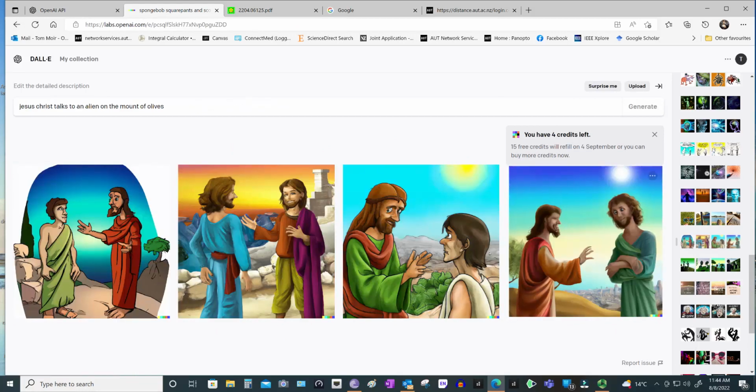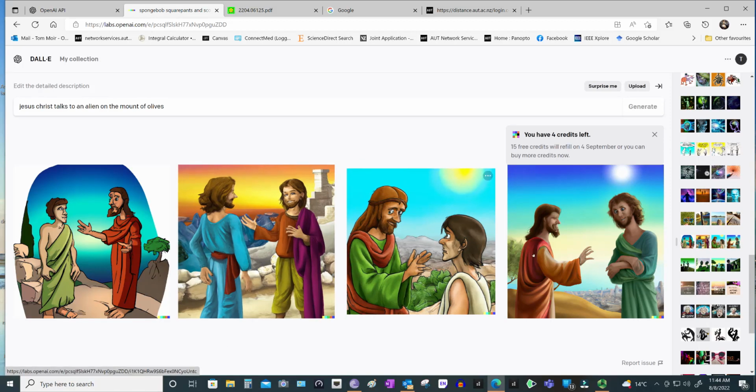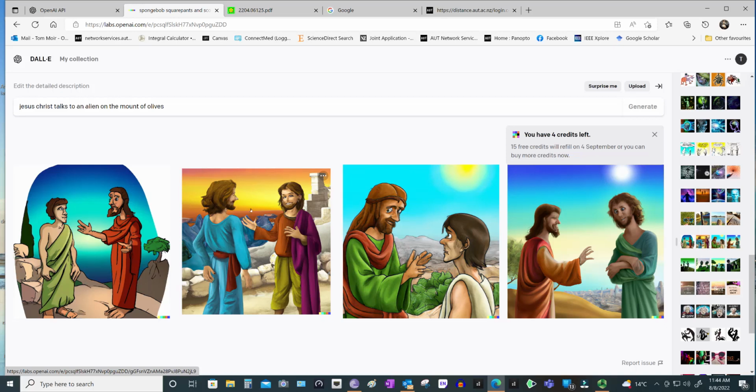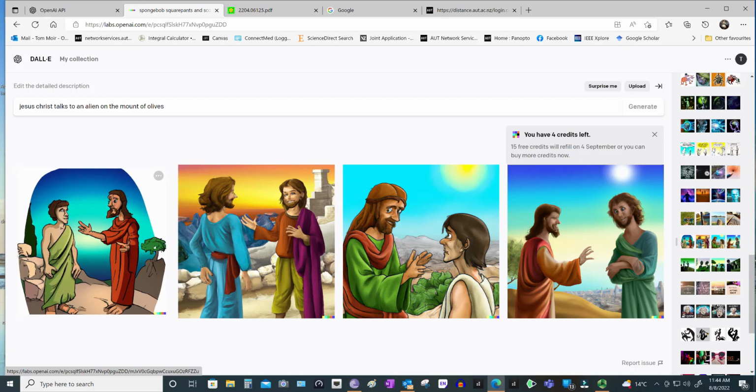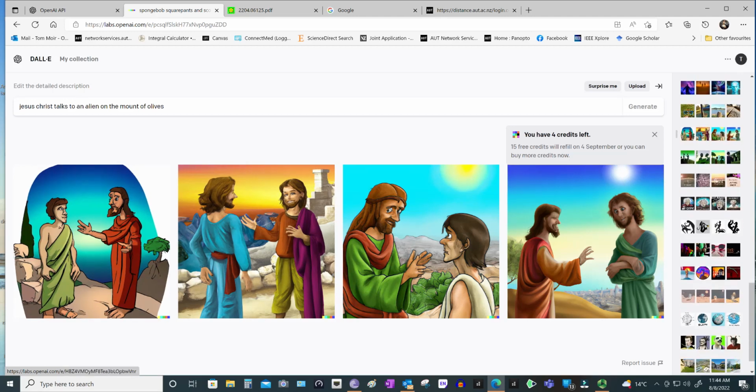This one: Jesus Christ talks to an alien on the Mount of Olives. I don't know which one. I presume the one on the right here is the alien. He looks a bit spaced out. But yeah, I guess that could be the Mount of Olives. Is that an olive tree in the background here? It doesn't look very alien, however, but I suppose.